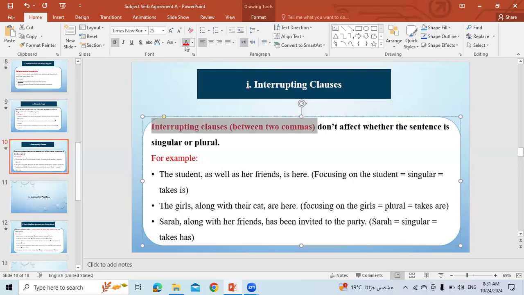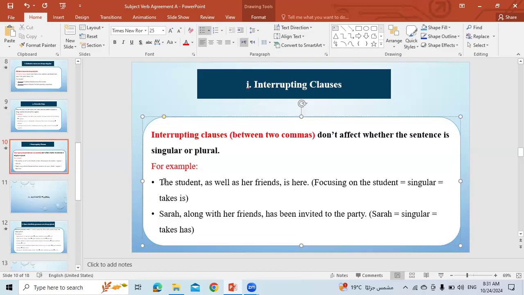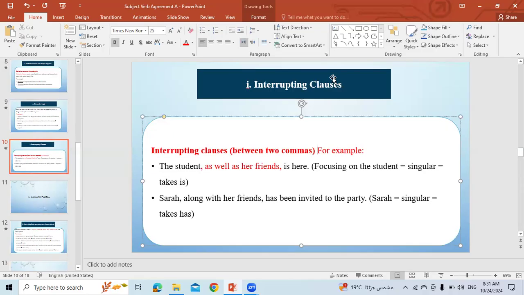So, for example, the student, as well as her friends, is here. Whom am I talking about? The student, right? This sentence in red is between 2 commas. I delete it. If I delete it, what do we have left? The student, right? So the student is.